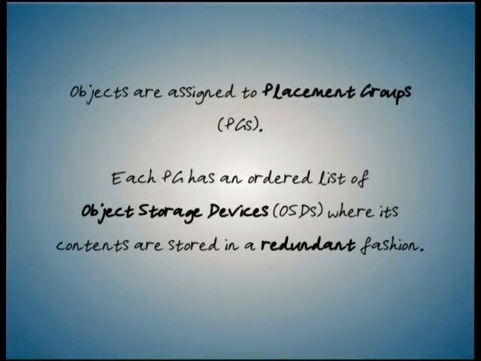And every PG, every placement group, has a list of object storage devices, or depending on whether you're reading the older or the newer documentation, object storage daemons, where the content of these PGs, so all the objects in a specific placement group, are stored in a redundant fashion. Now, why is this list of OSDs that each PG writes to and reads from ordered?